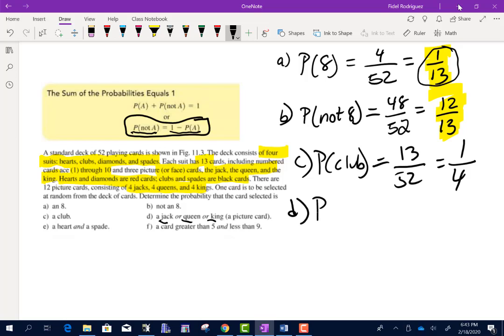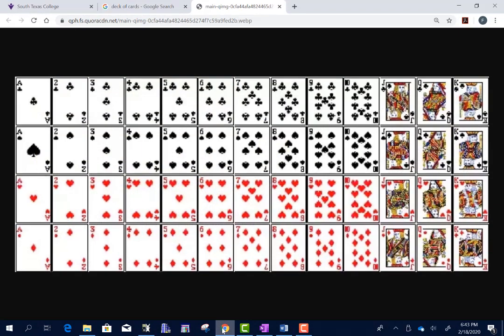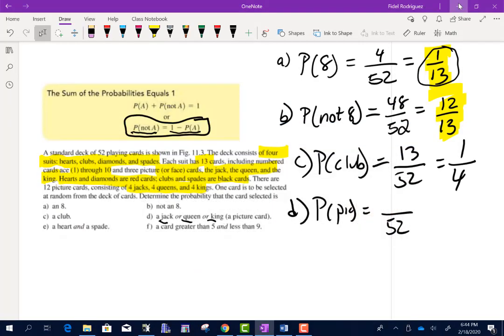What's the probability that we're going to get a picture card? Okay. So I'm going to come back again to my picture. All right, and again, I want you to notice here, we know we have a total of 52 cards. Let's see how many of them are picture cards. 1, 2, 3, 4, 5, 6, 7, 8, 9, 10, 11, 12, right? So 12 of them are picture cards, okay?